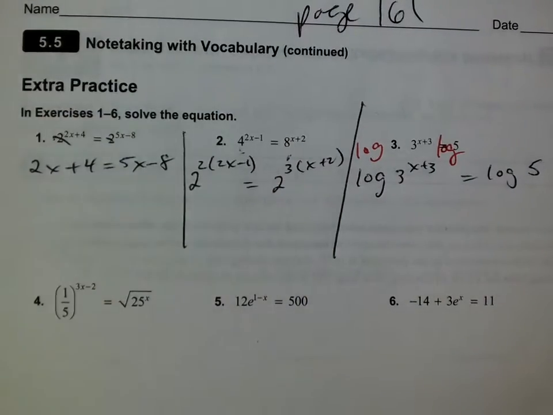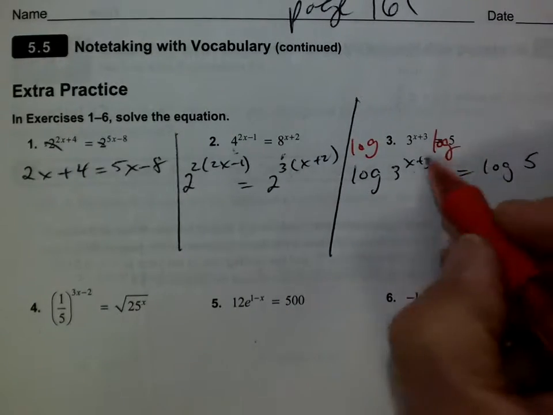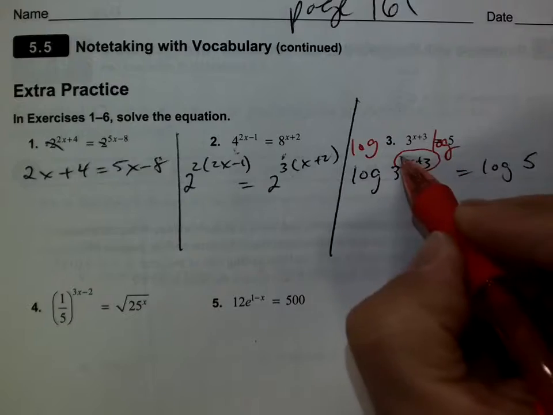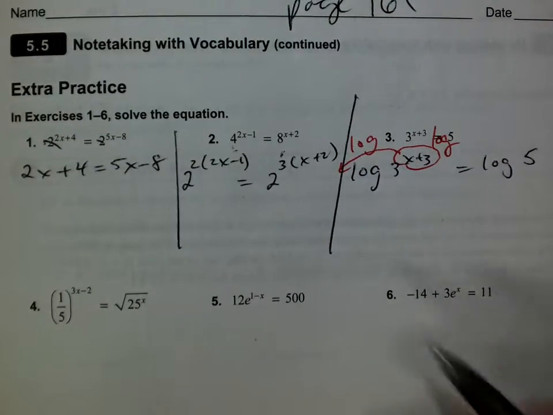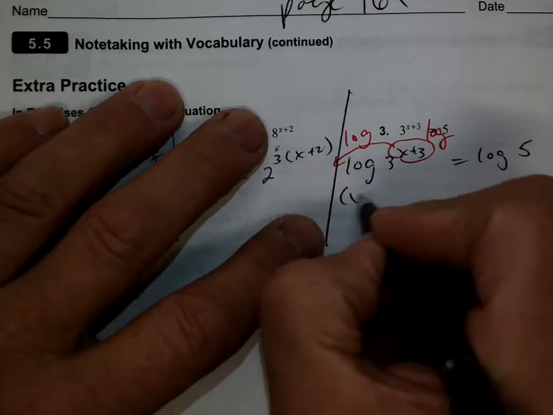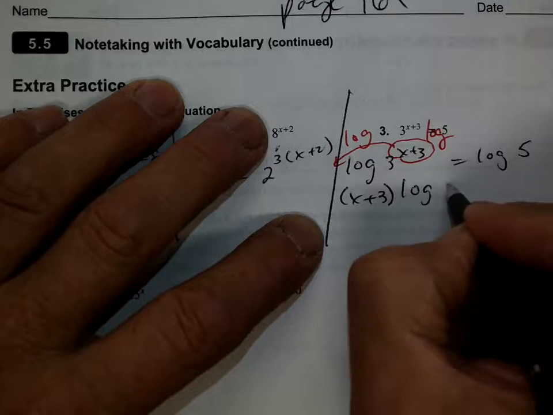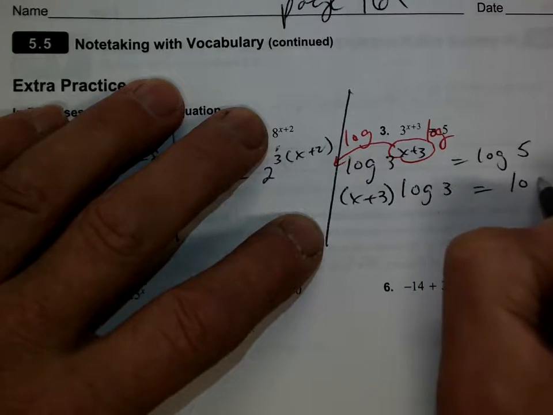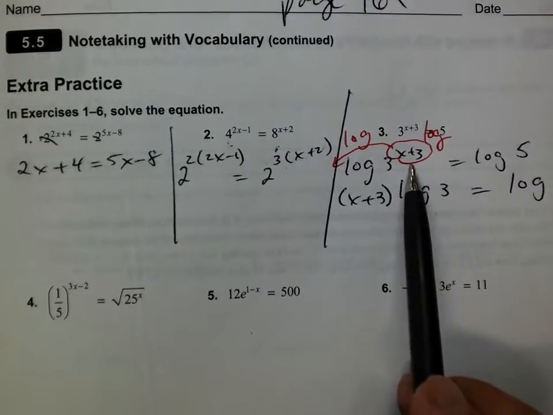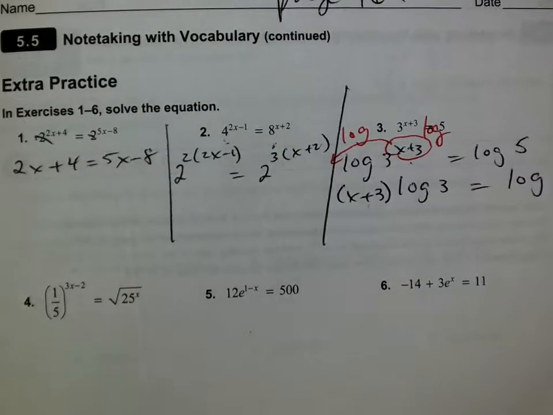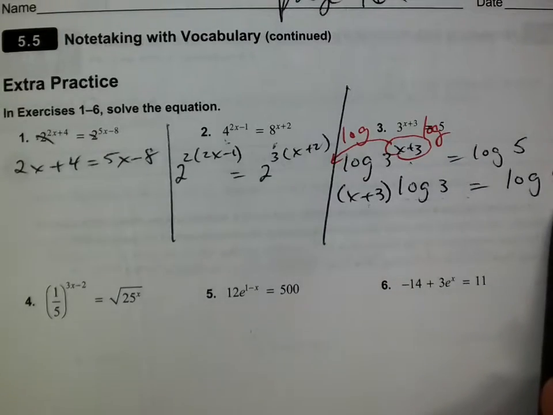Why do we do it? The whole reason we do logarithms is to deal with the exponent. Now the exponent can float on down. We learned that rule yesterday. So the x plus 3 floats on down, and I get x plus 3 times log 3 equals log 5. I took the log of both sides to bring down the exponent. Now, log 3 is just a number in my calculator, and log 5 is just a number in my calculator.